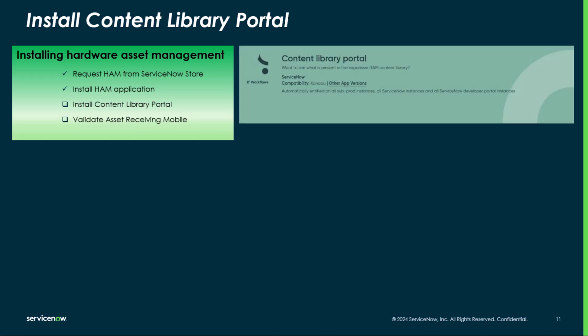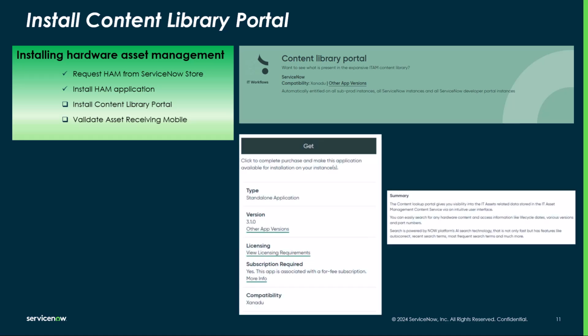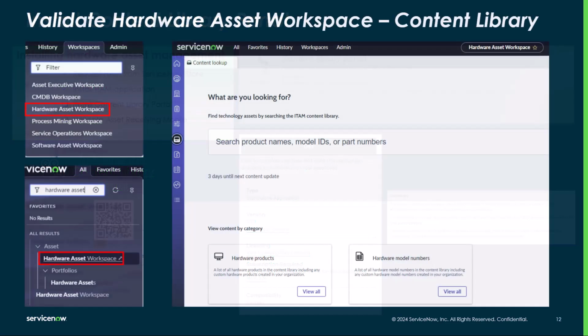So again, you're going to navigate to the ServiceNow store. This is a store application as well, and you're going to look for Content Library Portal. Once you find that, it's exactly the same thing as you did for HAM, you're going to click on the Get button, and that plugin will then become available for you in your application manager. Again, we do have a video on this if you want to see how to install the Content Library Portal.